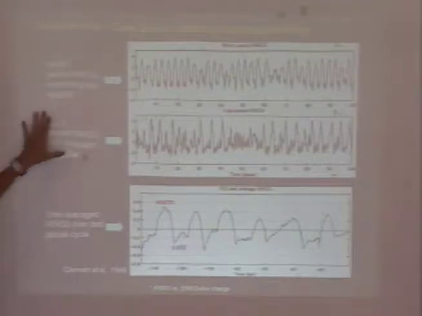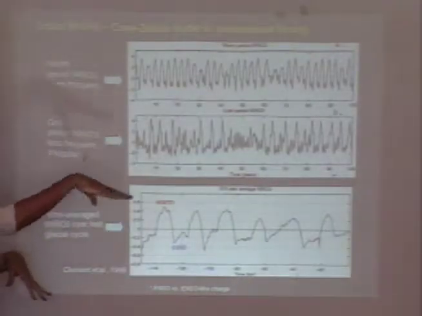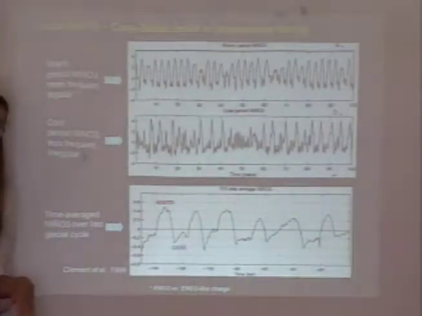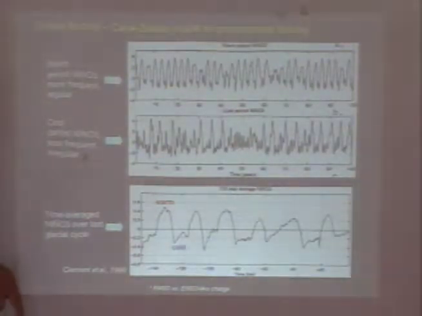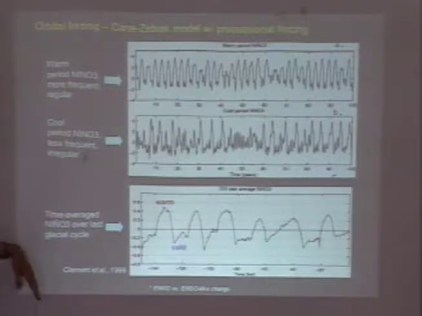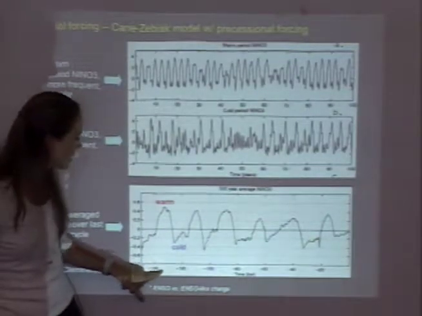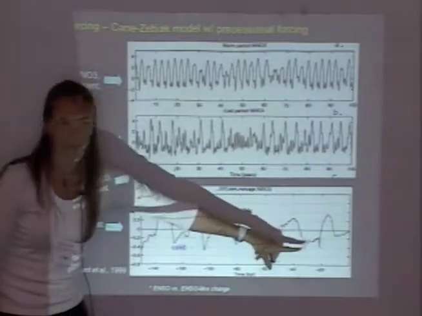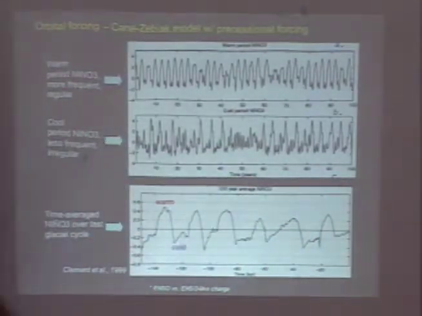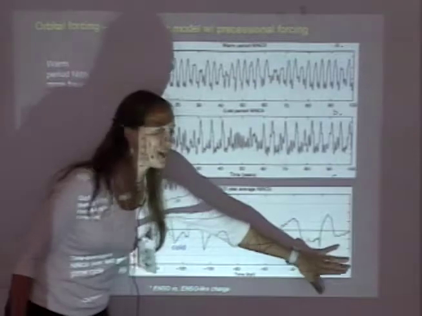And what you can see here is that this is forced by some radiative changes that occur over the ice ages, every 20,000 years, basically. This is radiative forcing called precessional forcing. And here you can see the modeling run on the bottom here. So this is 140,000 years ago to present. We say 140, but it's 140,000 years to present.